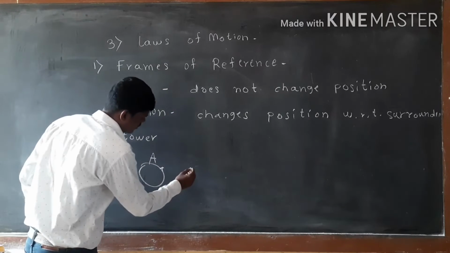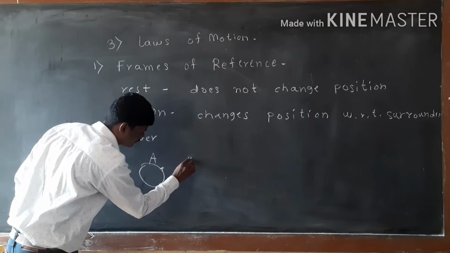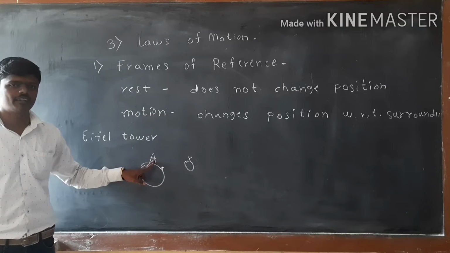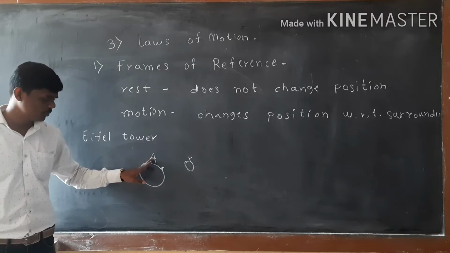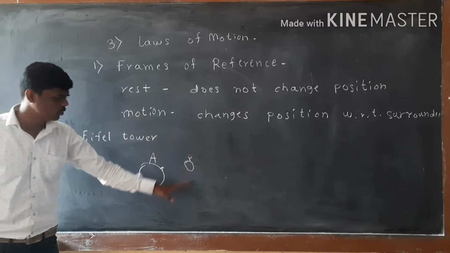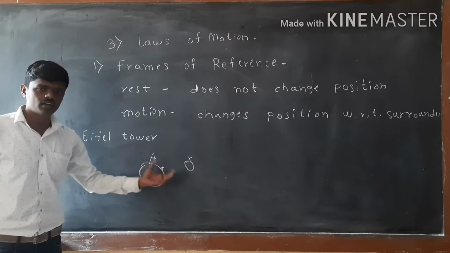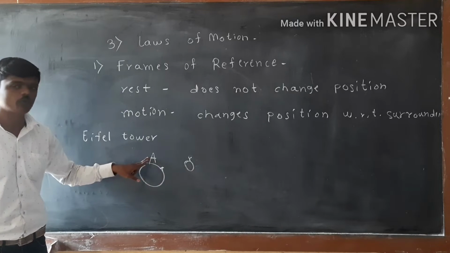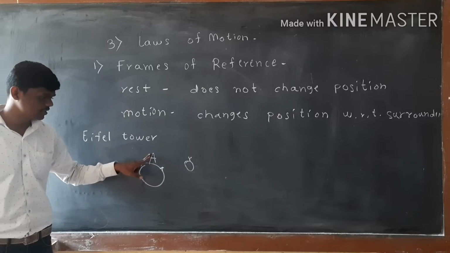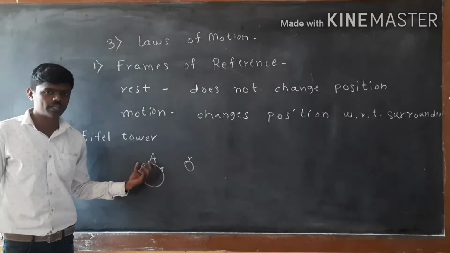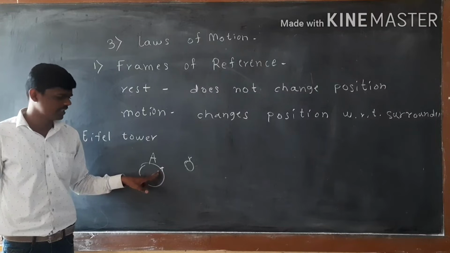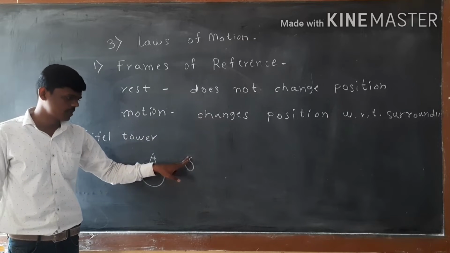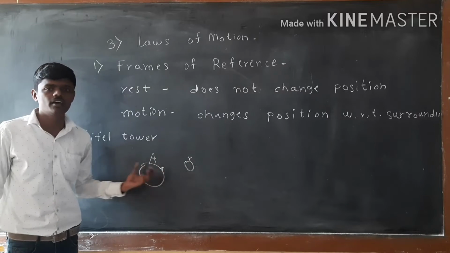Now let's take observer Y on the Moon. He will observe that the Eiffel Tower is not at rest, because it is changing its position with respect to the surrounding. Now the surrounding is the whole solar system, or other than Earth, and the reference frame is the Moon. So he will observe that the Eiffel Tower is moving with Earth, and hence it is also moving. So he will observe that the Eiffel Tower is not at rest, but observer X is observing that the Eiffel Tower is at rest. He is considering Earth as a reference frame, and this observer is considering the Moon or the solar system as a reference frame.